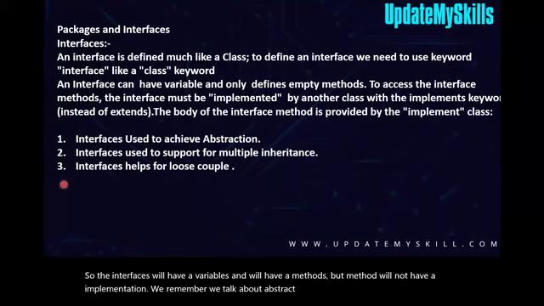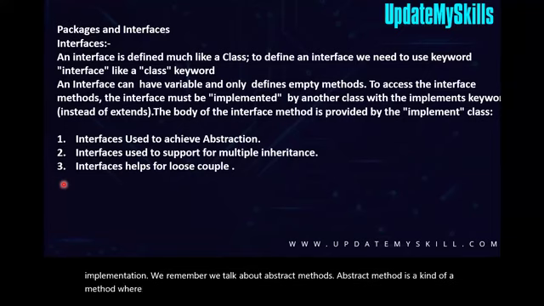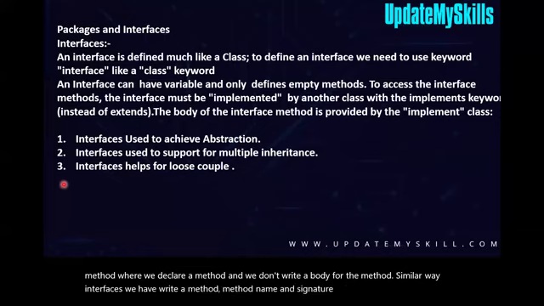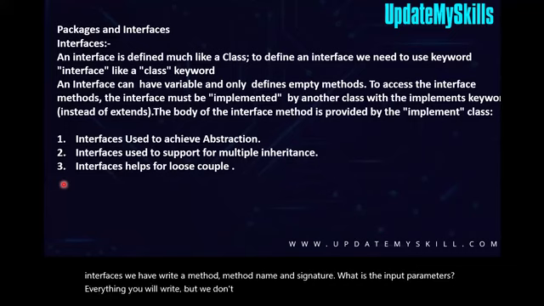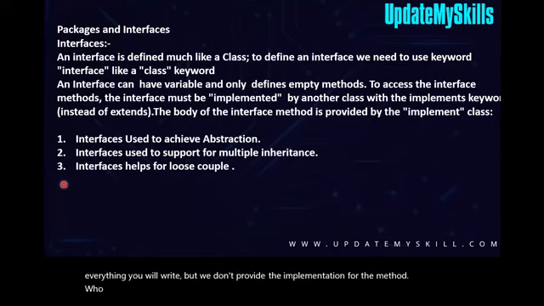An abstract method is a kind of method where we declare the method and we don't write a body for it. Similarly in interfaces, we write the method name and signature, the input parameters, everything, but we don't provide the implementation for the method. The ones who give the implementation are the classes. The classes will implement the interface and write the actual implementation.